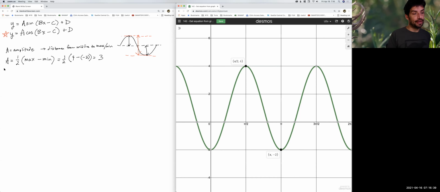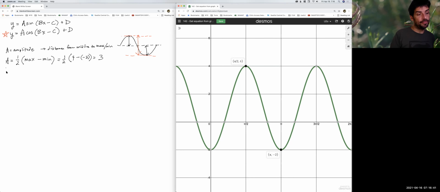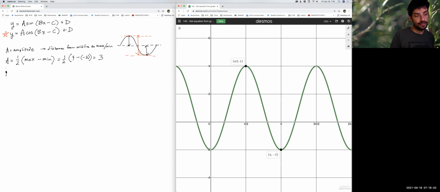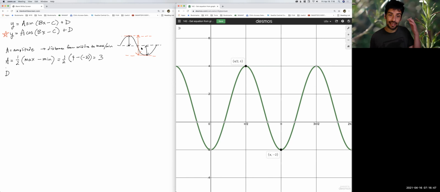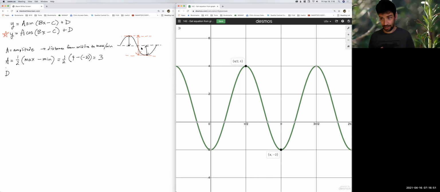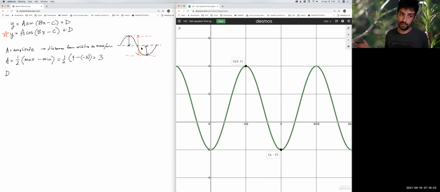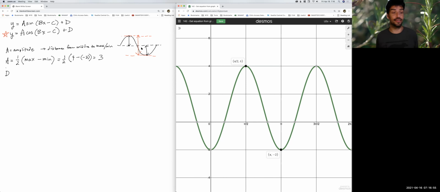I can also get my D value pretty easily. Remember, D is the midline. Okay, so let's look at this picture again that I have here. The midline is halfway between the max and the min. In other words, it's the average of the max and the min.